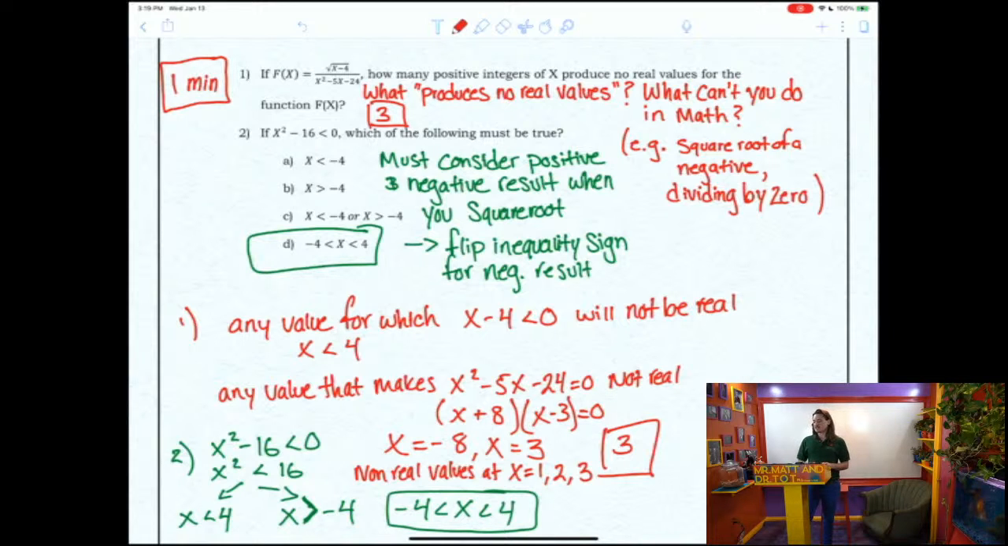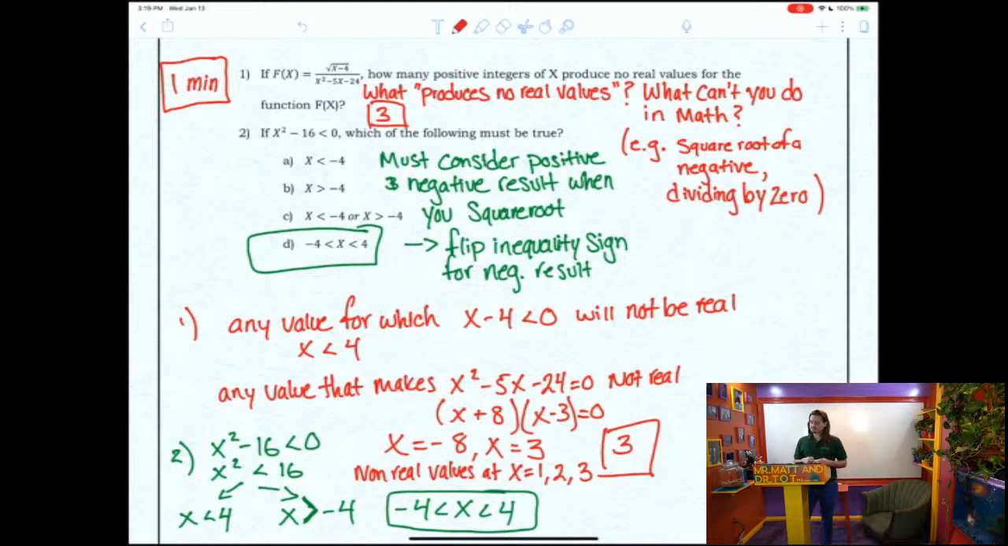So any value for x that will produce a result of 0 for that trinomial in the denominator, x squared minus 5x minus 24, anything that makes that 0 will produce an undefined answer or a non-real value as an answer. The same thing is true for the numerator. Any value that makes that radicand, that expression underneath the radical sign, x minus 4, less than 0, anything that makes it negative will also produce a non-real value, because then you're talking about imaginary numbers. You're not allowed to take the square root of a negative number. That's why we have i. We factor out an i, and we'll get to that at some point as well.